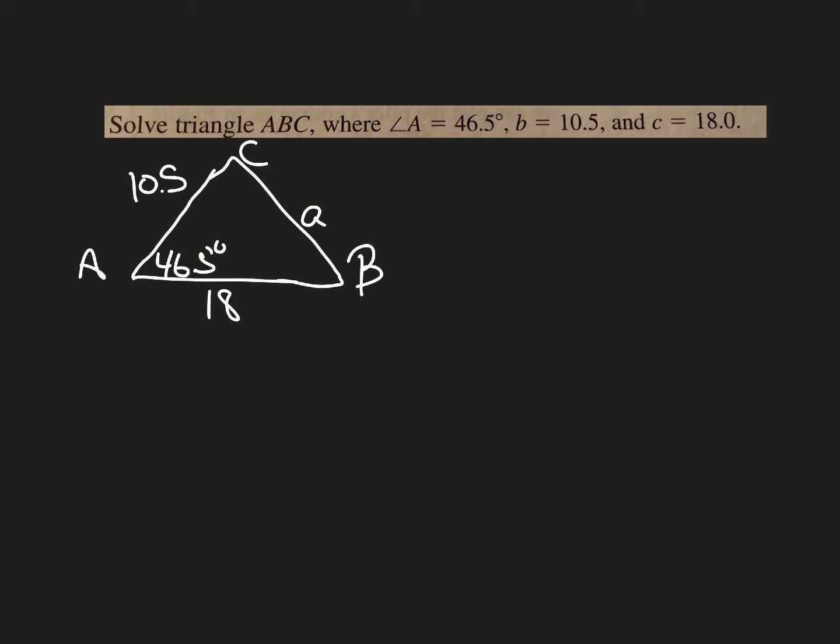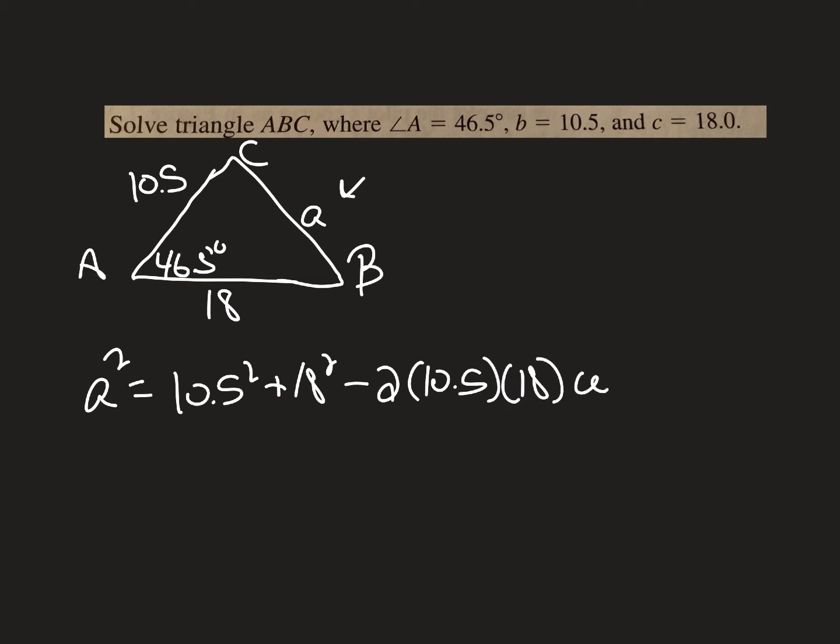If you notice, we can't do law of sines because we have no opposites here. So I've got angle A, so I need to find side A first. That's how we're going to roll. So we're going to do A squared equals B squared, 10.5 squared, plus C squared minus 2BC cosine A. I know what A is, cosine 46.5.